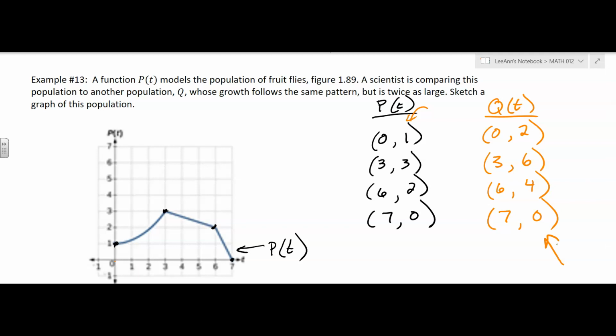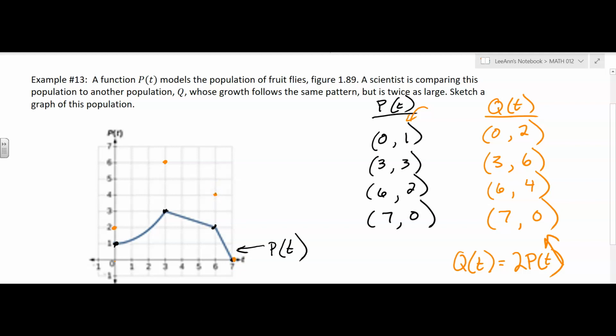Now what is q of t? Q of t is twice p of t. So if you were going to write like a little formula for it, that's what it would look like. They don't ask us to write the formula, they just ask us to graph it. Okay, so now we can graph those points we have. 0, 2, 3, 6, 6, 4, and 7, 0.